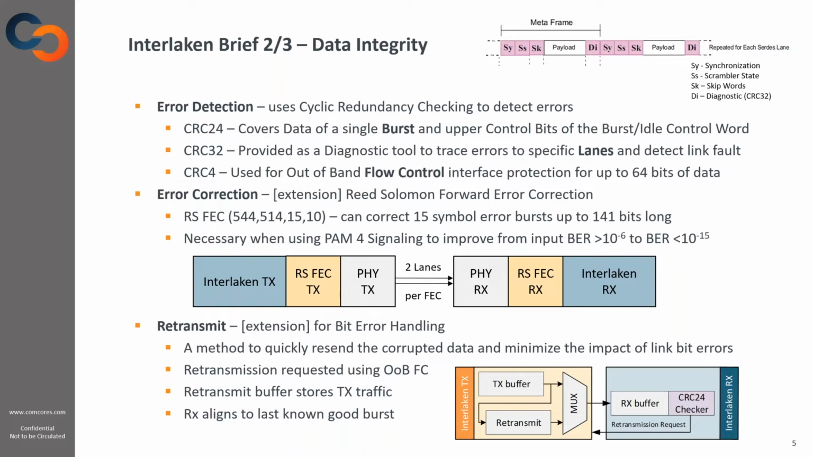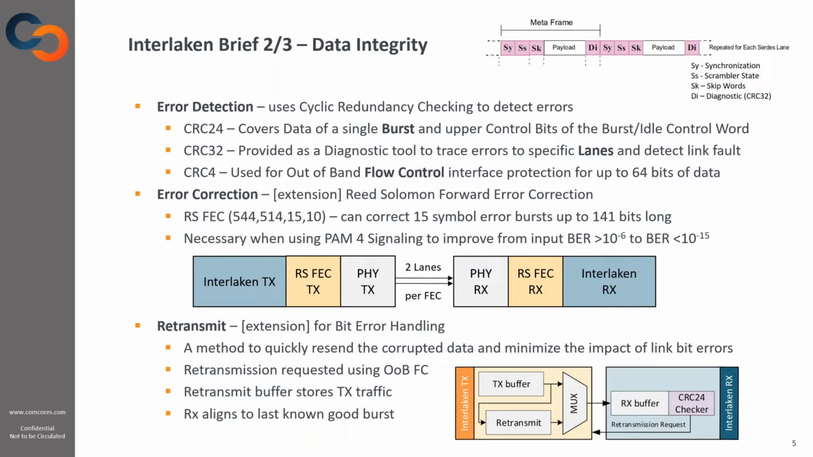And the CRC32 is a CRC that is calculated on a per-lane basis, because the burst is spanned across multiple lanes. The CRC32 is more of a diagnostic CRC to help you identify if a specific lane is acting up or has a link fault, so you can quickly know which specific lane that is and maybe take it out of commission. And there's an additional CRC4 which is used for protecting the out-of-band flow control interface, because it is a separate interface with separate pins that needs an error detection mechanism as well.